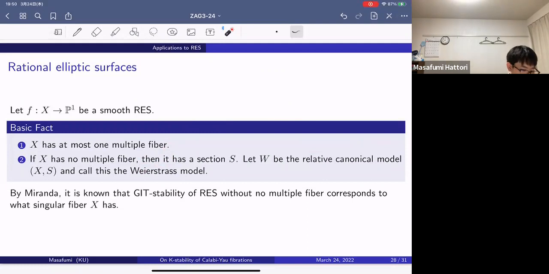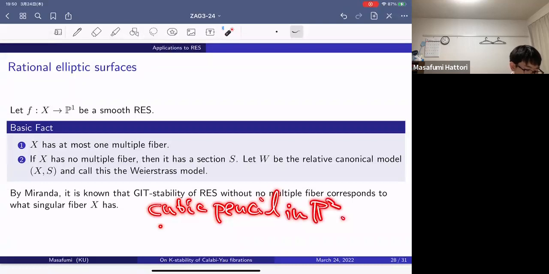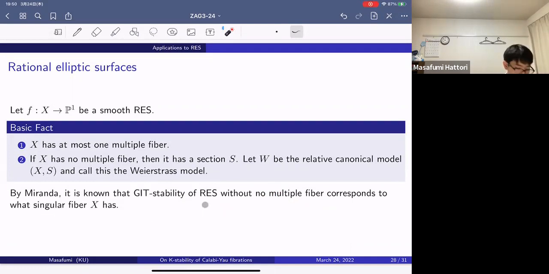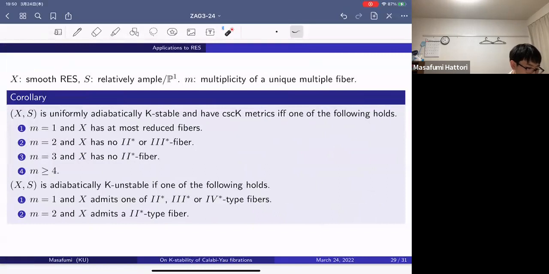And by Miranda, it is known that GIT stability of rational surfaces without multiple fibers corresponds to what singular fibers X has. So he studied GIT stability of cubic pencils in P2, or rational Weierstrass fibrations. And he realized that GIT stability of rational surfaces depends on what singular fibers they have.